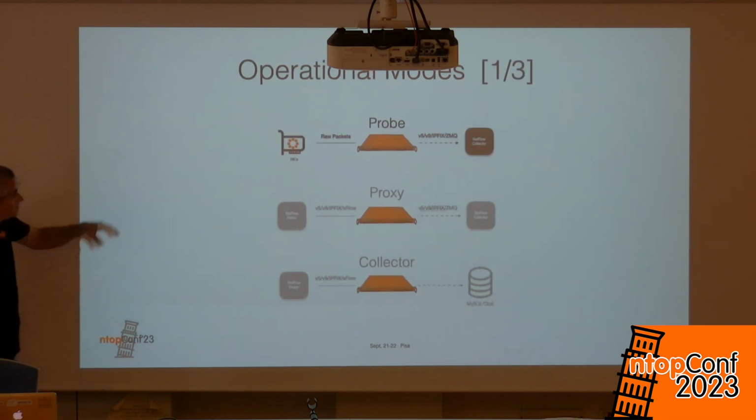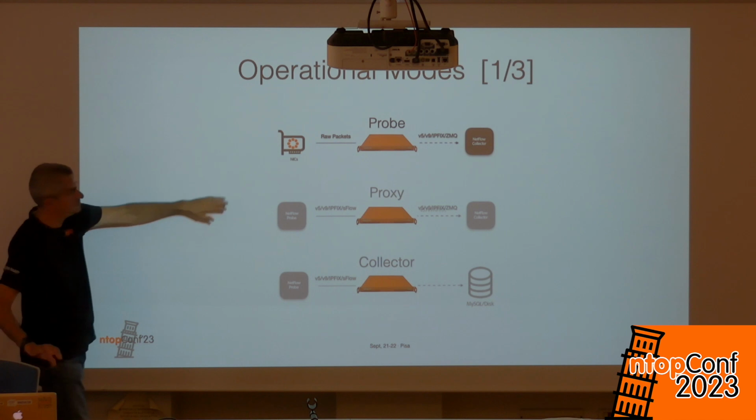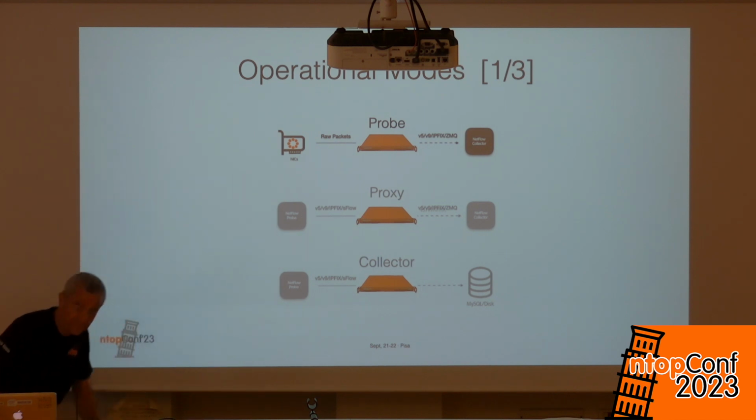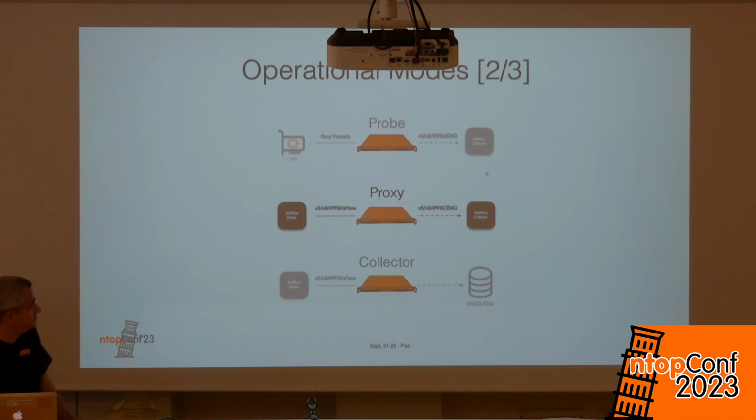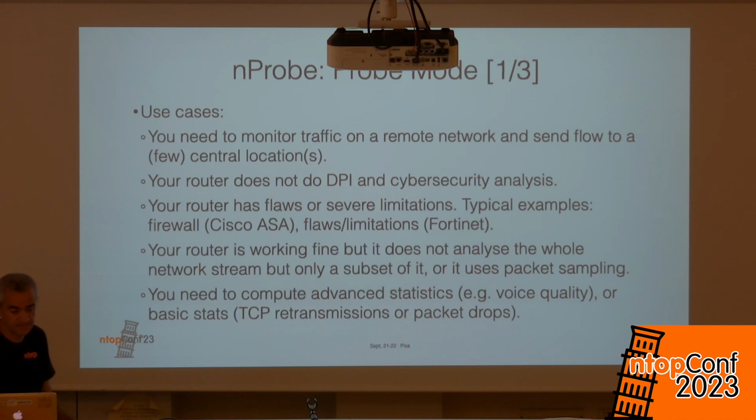Okay. mProbe can work in 3 modes. First one is the probe mode. So mProbe takes packets and transforms packets into flows. Okay. The second mode is the proxy, collects flows, massage these flows, and send them out. With some changes. As I said, for instance, some information elements are removed, other are fixed, things like that. Or can be a collector, a pure collector. So receive flows and let's say saves them into a database or to disk. These are the 3 modes.